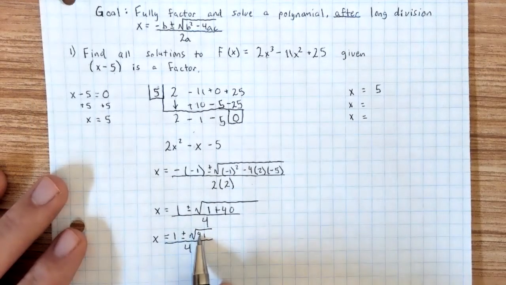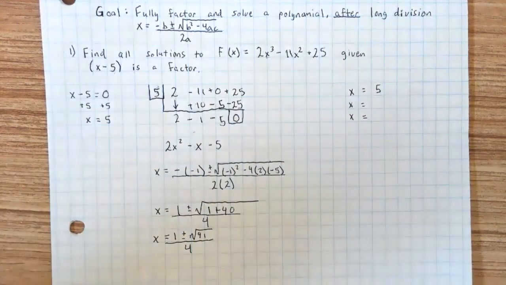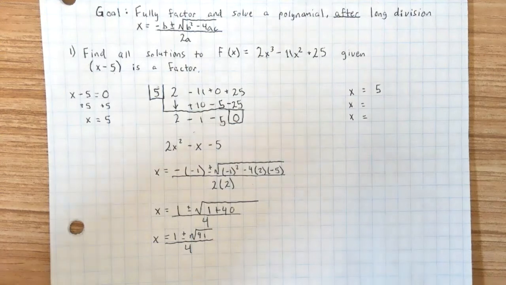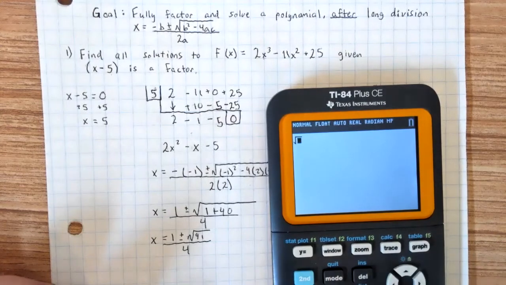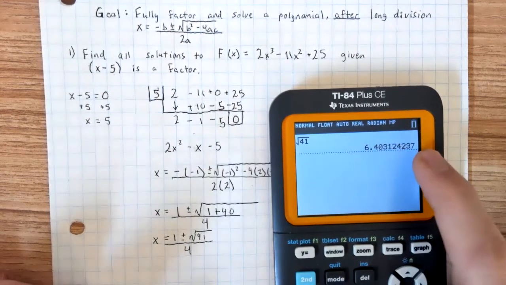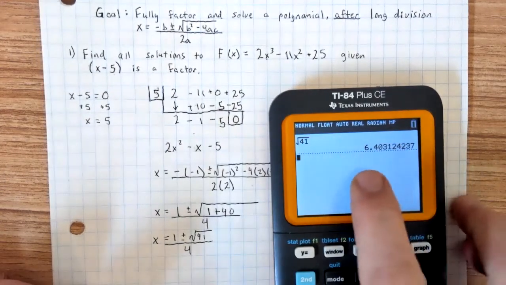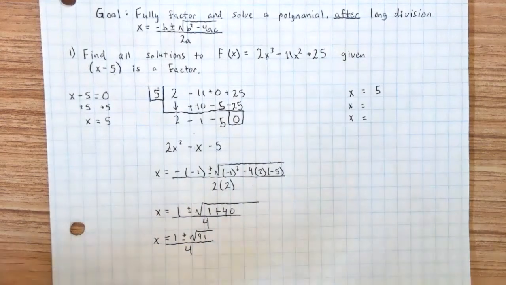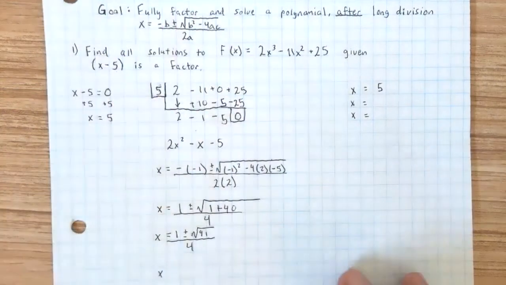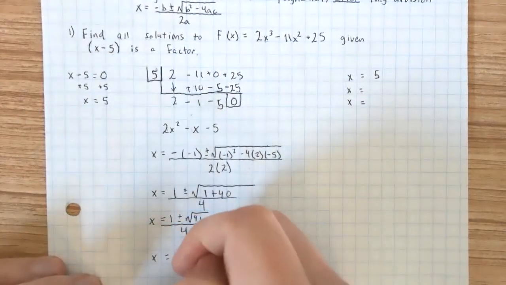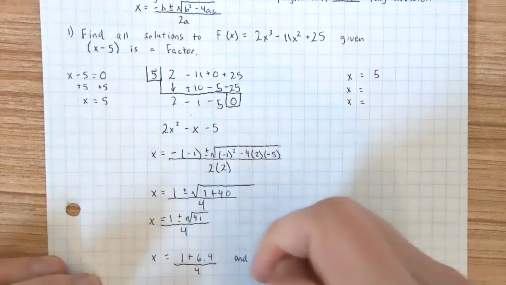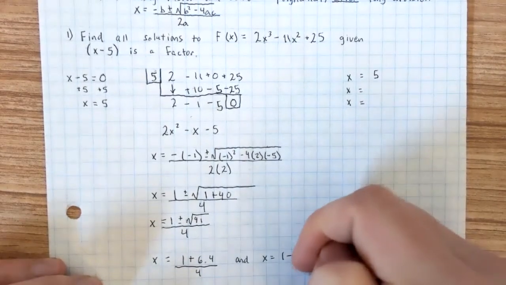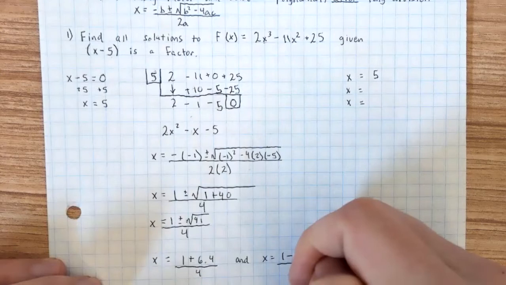The square root of 41, that's not a perfect square. So you're going to get a decimal that never ends. That is an irrational number, but we can approximate to make the answer make a little bit more sense. The square root of 41 is pretty close to 6.4. Again, this decimal is never going to end, so we're just approximating, but still, I think it helps make the answer easy to interpret. So we're going to have x equals 1 plus 6.4 divided by 4, and x equals 1 minus 6.4 divided by 4.